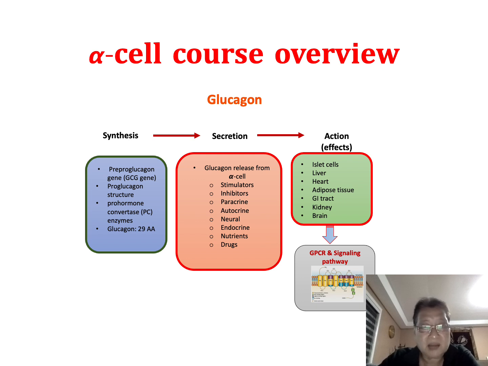And the last one is the actions. The target cells, organs, or tissues contain the GPCR, that's the receptor, and the signaling pathway. Okay, the target organs can be islet cells, liver, heart, adipose tissue, GI tract, kidney, brain, and even adipose tissues. There are GPCRs present there. The most important in terms of glucose homeostasis, synthesis of glucose, and hyperglycemia through glucagon is the target organ liver.